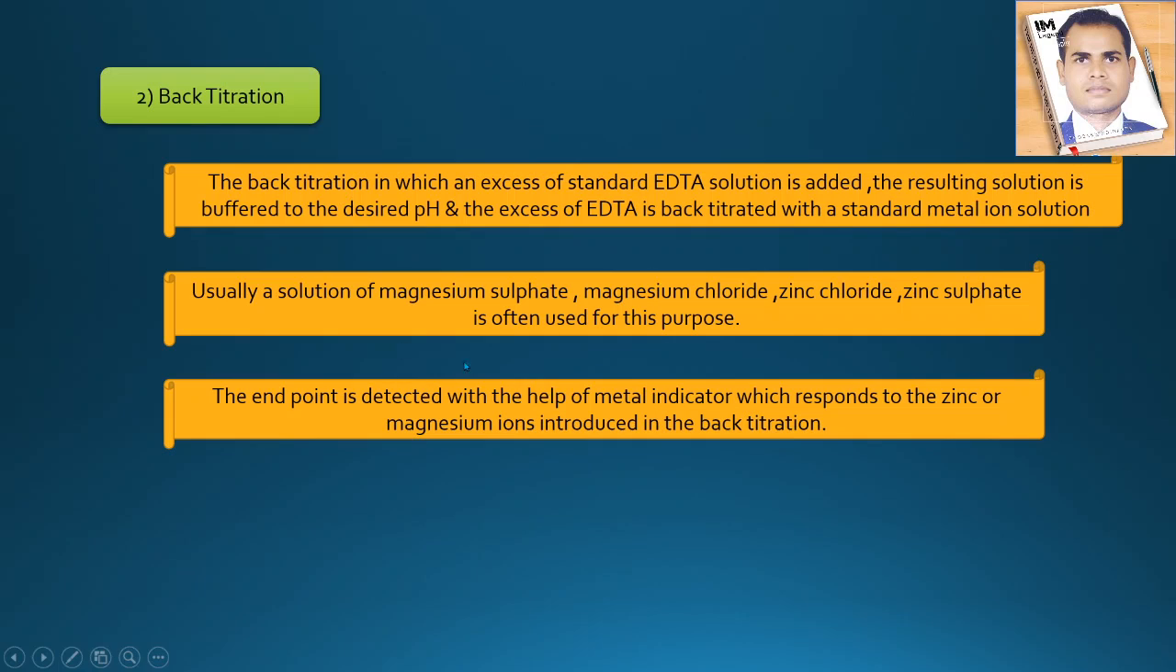The endpoint is detected with the help of a metal indicator, which responds to the zinc or magnesium ions introduced in the back titration. As we know, in the direct titration, the color of the metal indicator will change at the equivalence point, at the end point of the titration. But in this case, you will see the metal indicator is helping to detect the end point.